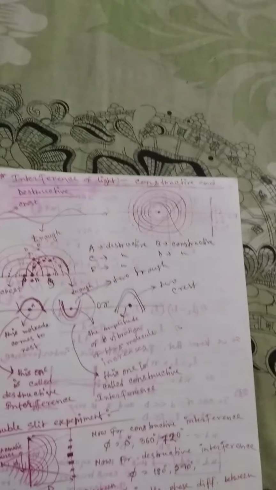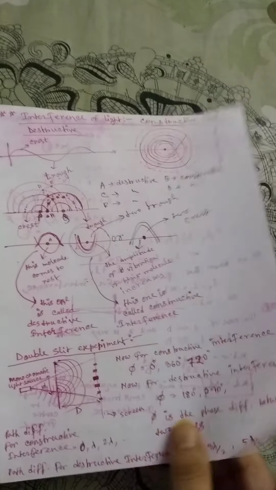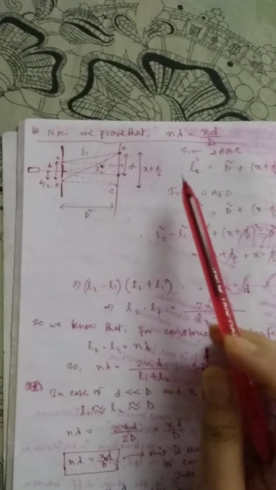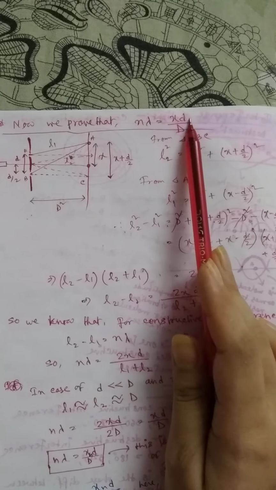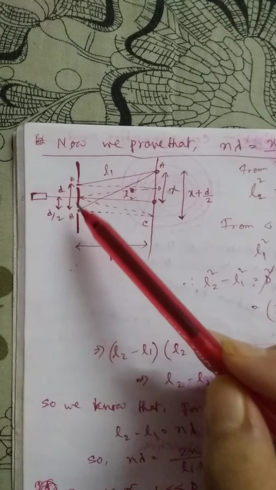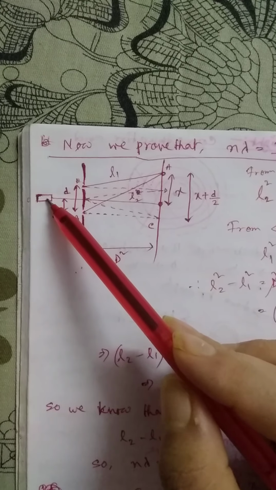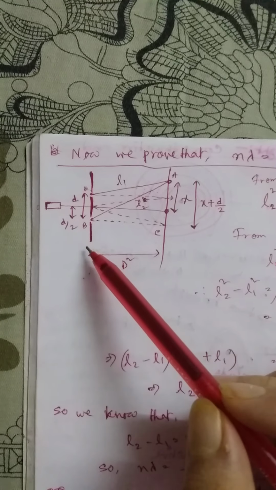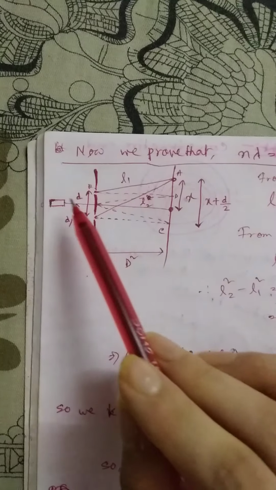Now I will discuss fringe width and all these phenomena about the double slit experiment. So just look at here. I'm going to prove that lambda equals x d by D. What about all this? Just look at here. This is the double slit experiment. These are two slits, and the light rays are monochromatic. That means the light source is monochromatic, meaning the same type of light rays come from this source.